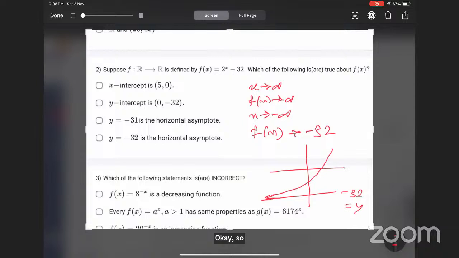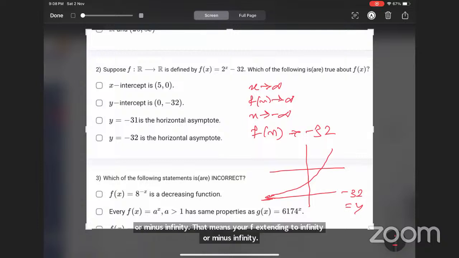And mathematically, you can just take the limit as x tends to infinity or minus infinity. If you find a finite value, then it will be the horizontal asymptote. And if you want to calculate the vertical asymptote, then you have to take y tending to infinity or minus infinity, that means f(x) tending to infinity or minus infinity.